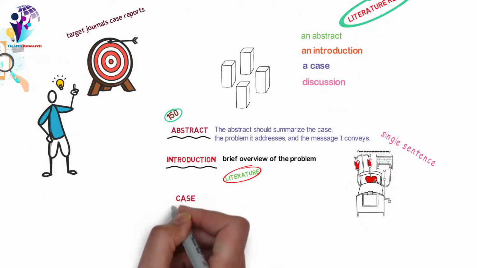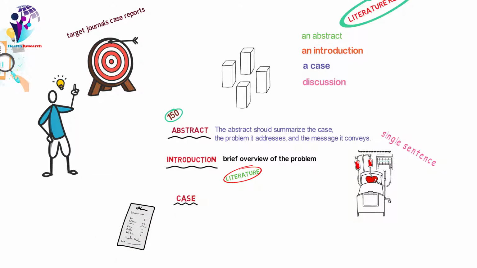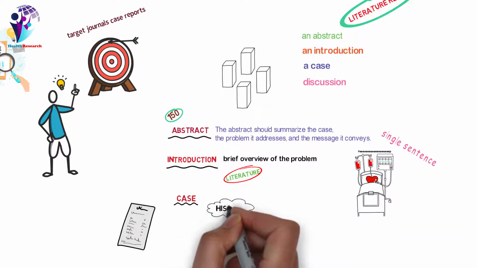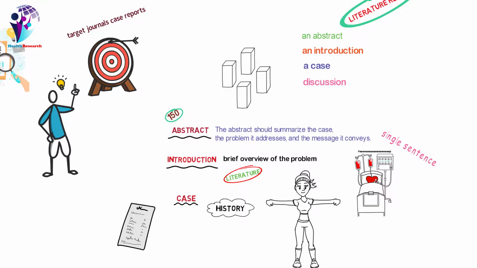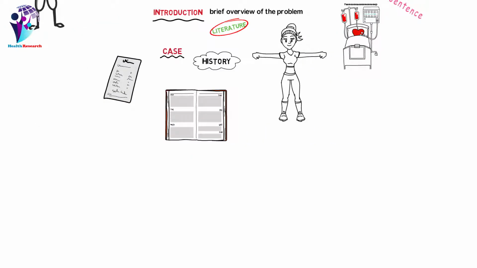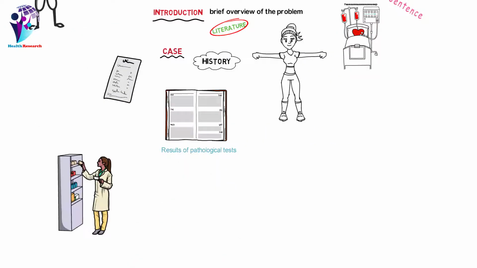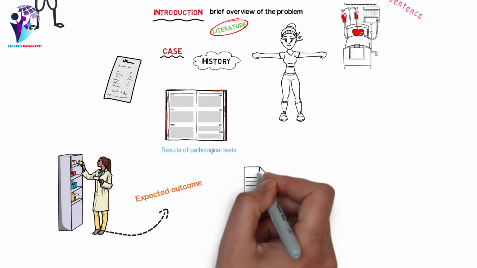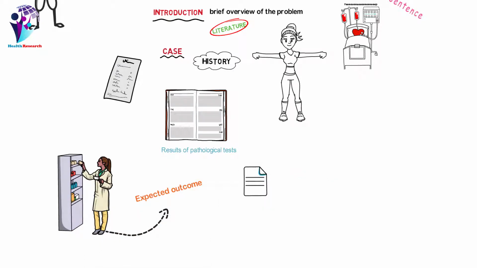Case provides the details of the case in the following order: patient description, case history, physical examination results, results of pathological tests and other investigations, treatment plan, expected outcome of the treatment plan. The author should ensure that all the relevant details are included, and unnecessary ones excluded.